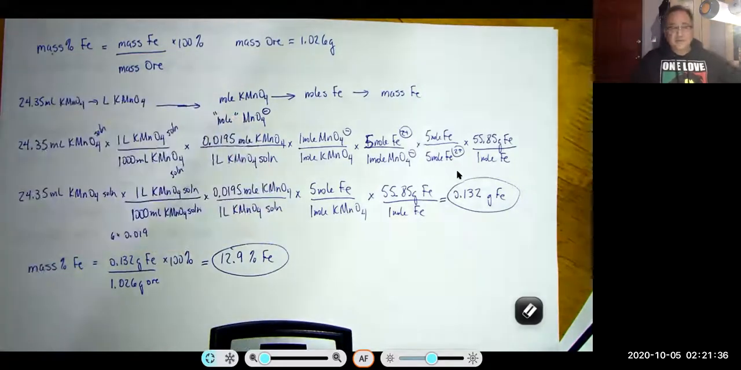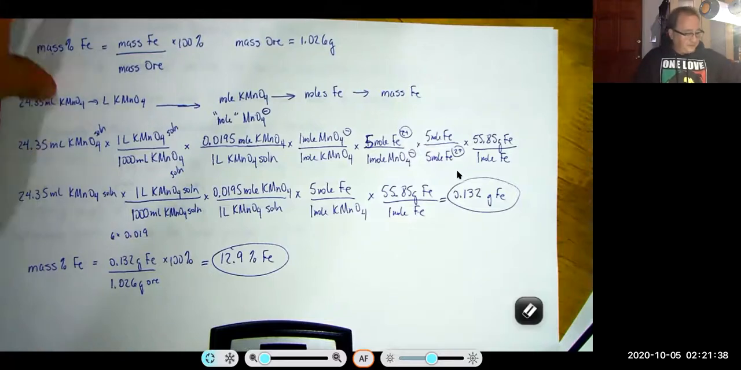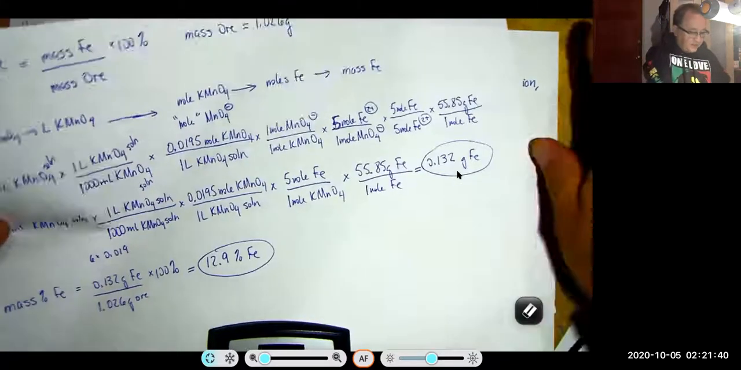And there's your answer. Okay, that was the last problem example in this particular section. Thank you for listening. And we do have one more section, and that section is spectrometry. Stay tuned.